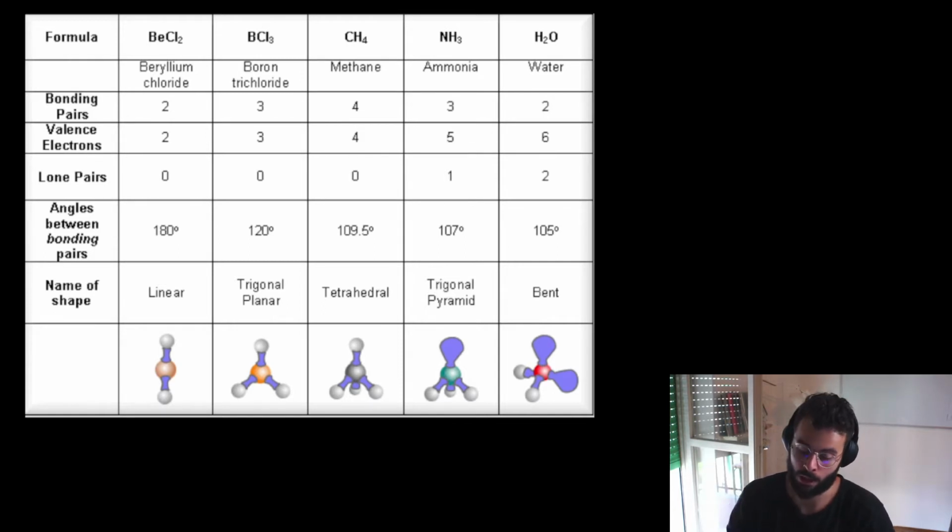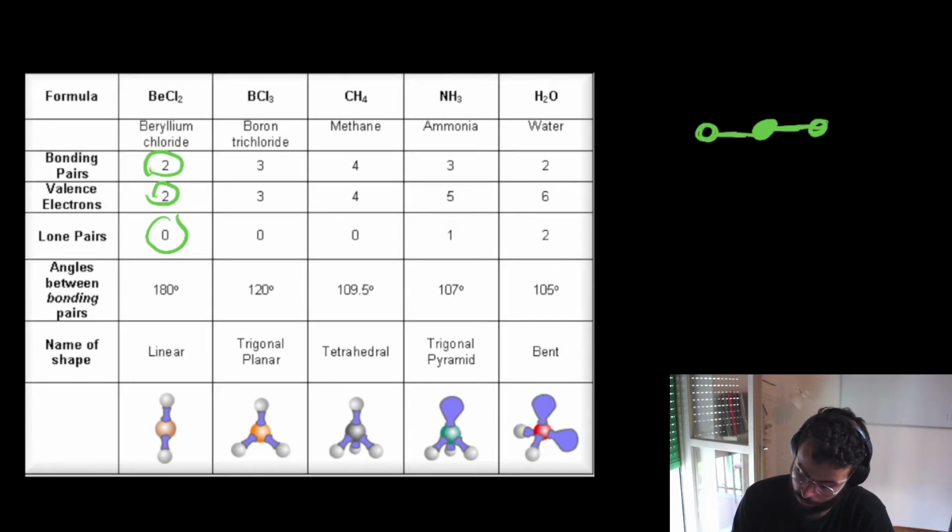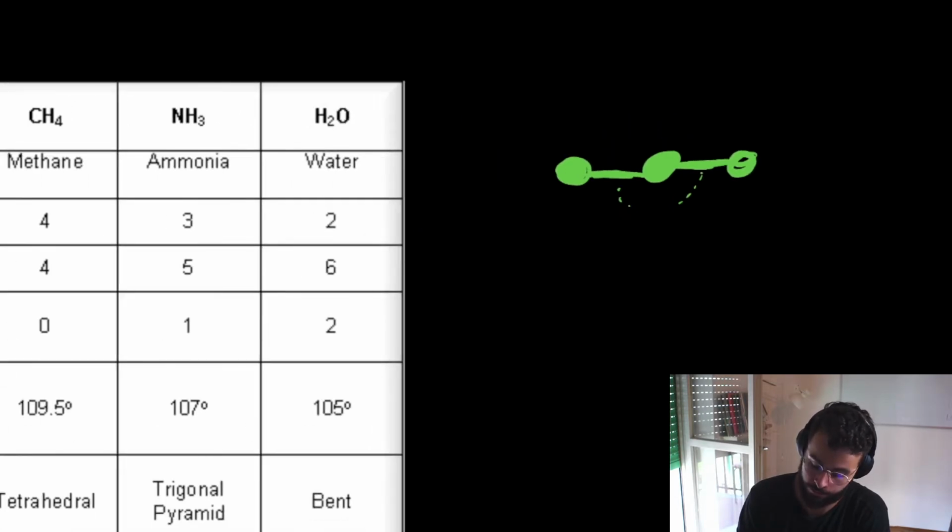The first structure I would like to recap from the previous video is the linear shape. It is when you have two bonding pairs and two valence electrons and no lone pairs. It means that if you have one central atom connected to two other atoms, and no lone pairs of electrons in the middle, we are going to get something called linear. And it is called linear because the angle between the atoms is going to be 180 degrees.